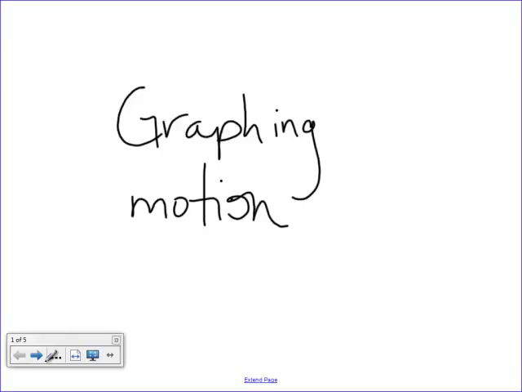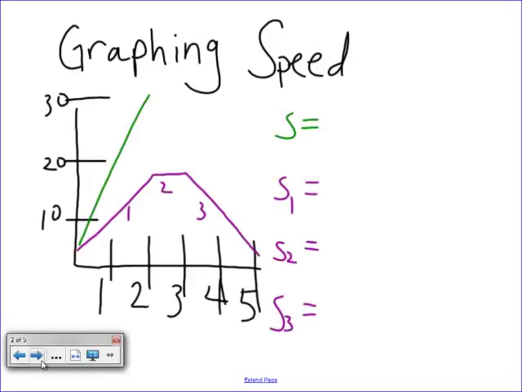Good day. In this podcast, we are going to interpret and analyze motion graphs. In particular, we're going to be looking at speed graphs and acceleration graphs. Getting started. First thing I do when I look at a graph is look at its title. What is it telling me? So this is a speed graph.